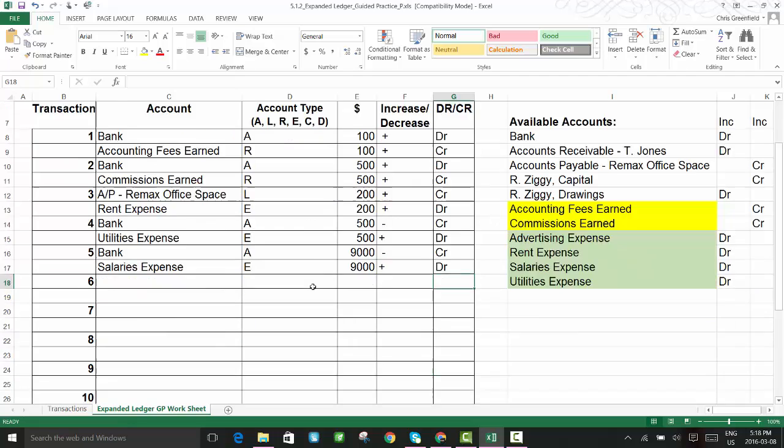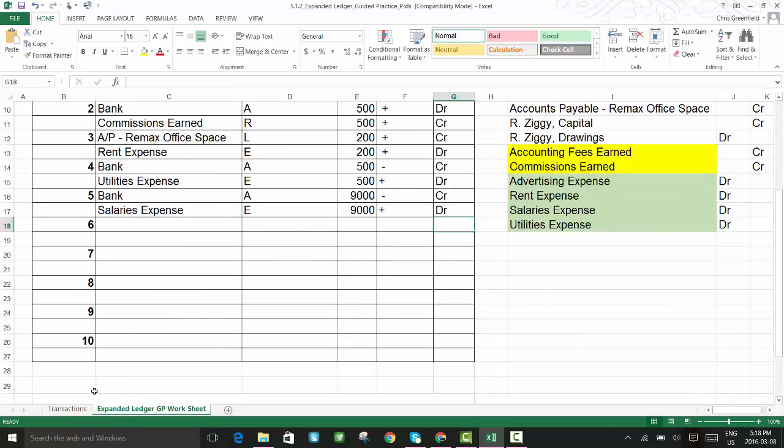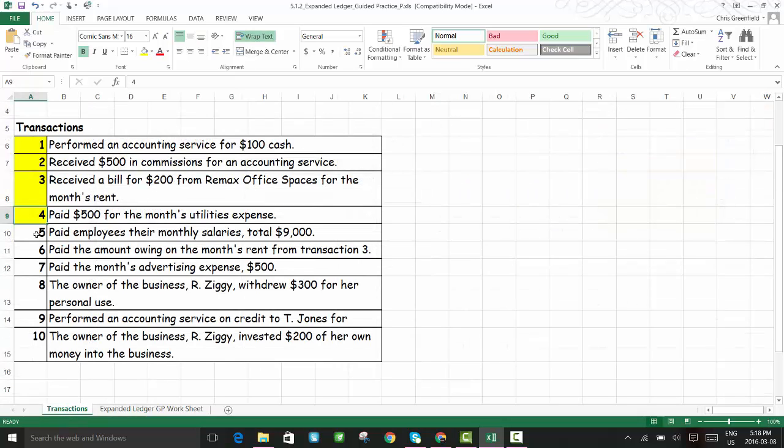So your task now is to do the other 5 and do your best to come up with the correct accounts and debits and credits.